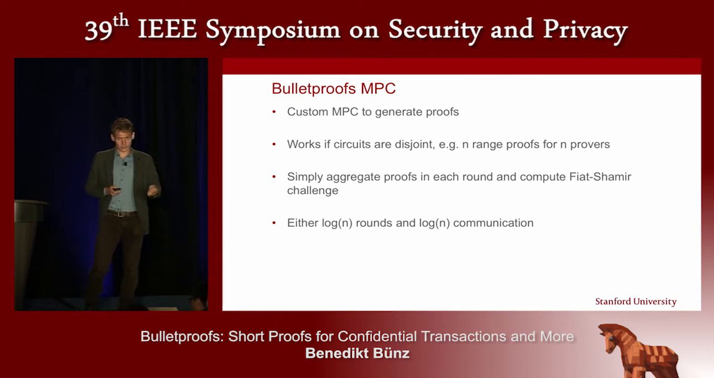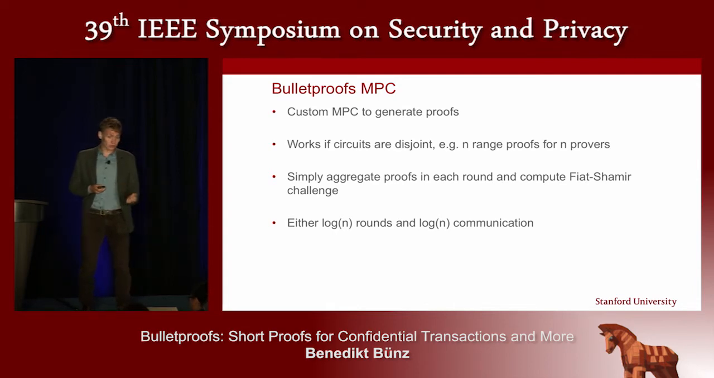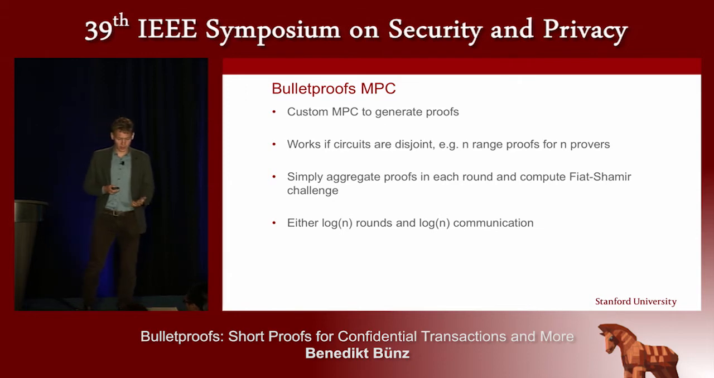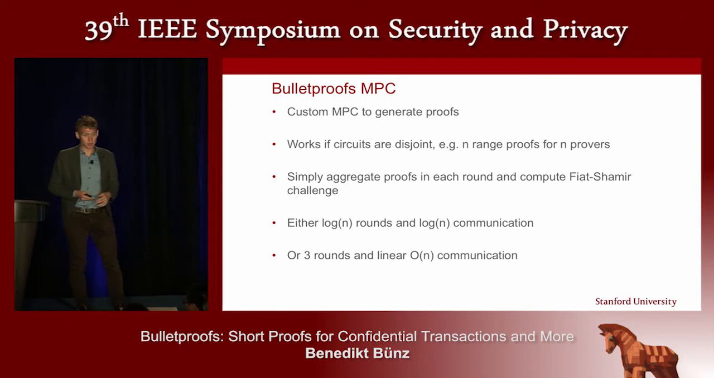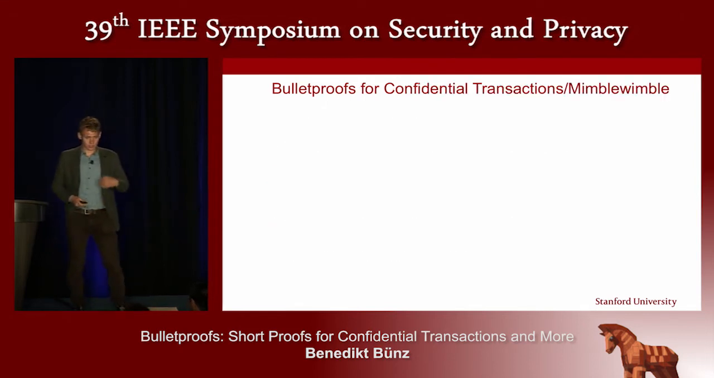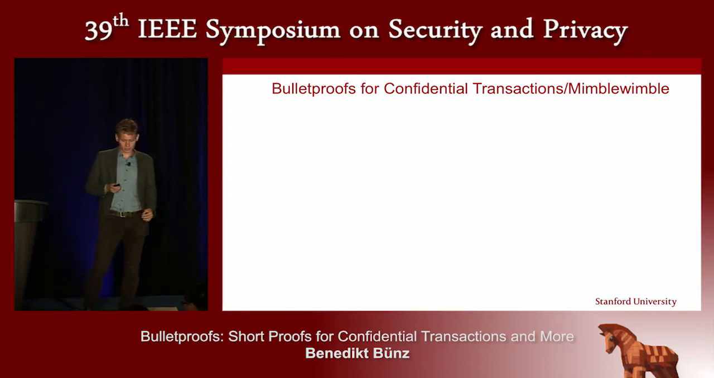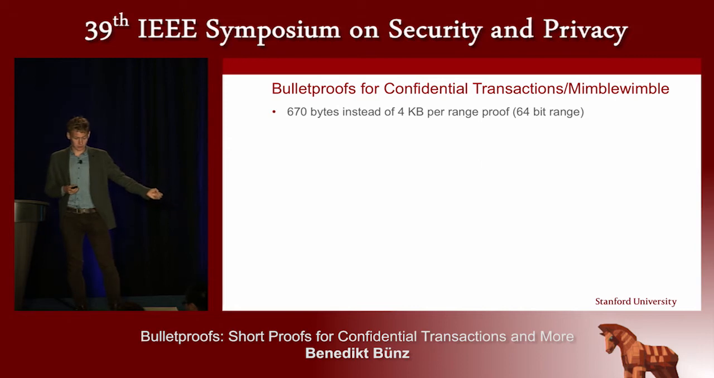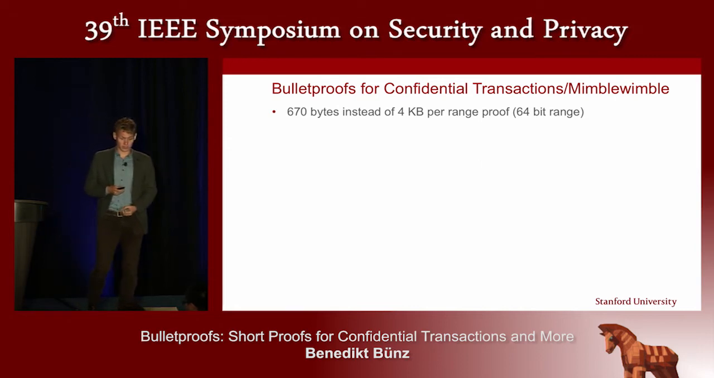The protocol has a logarithmic number of rounds and a logarithmic amount of communication, but the communication is very expensive and complex, so there's also another variant of the protocol with only 3 rounds, but a lot more communication cost. So what is the overall evaluation of this scheme? Well, the overall evaluation for confidential transactions, our main application, is that we have 670 byte range proofs instead of 4 kilobytes previously.